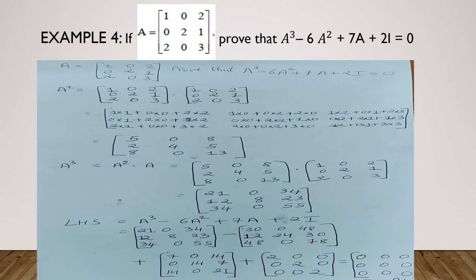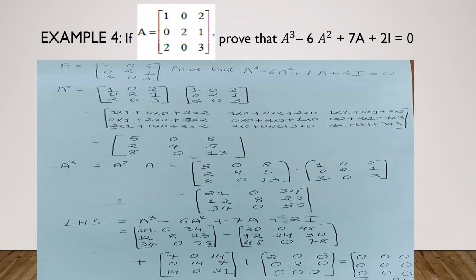Example 4. If matrix A has elements 1, 0, 2, 0, 2, 1, 2, 0, 3, you have to prove the given equation: A cube minus 6A square plus 7A plus 2I is equal to 0. So we will do step by step multiplication and the other algebraic operations. Be very careful with the calculations. Matrix A is given. The first thing is to find A square, meaning A into A. Just write the two matrices.